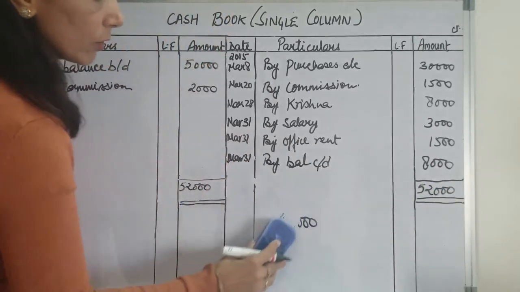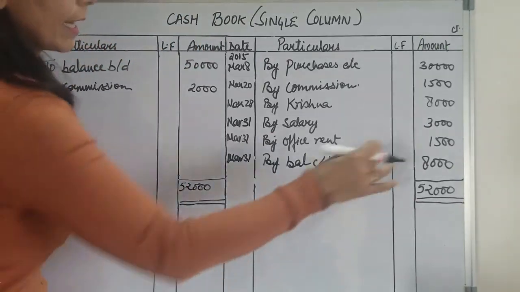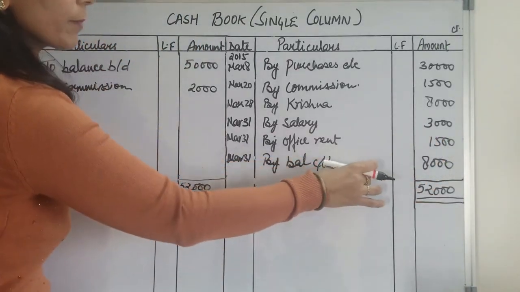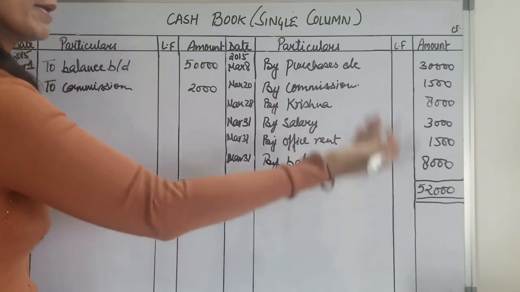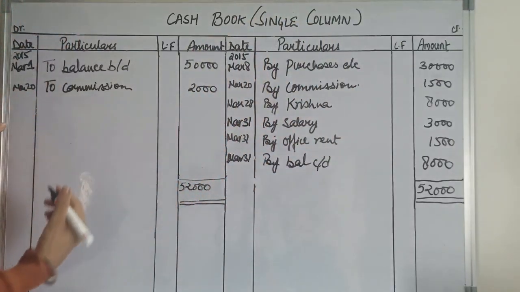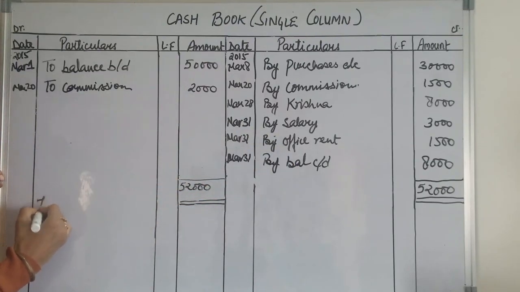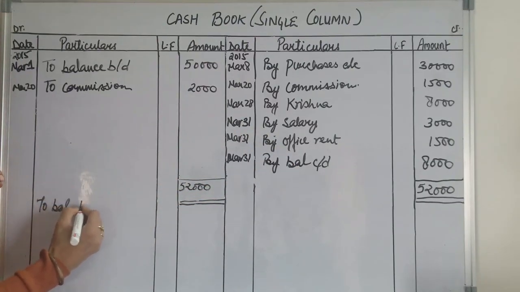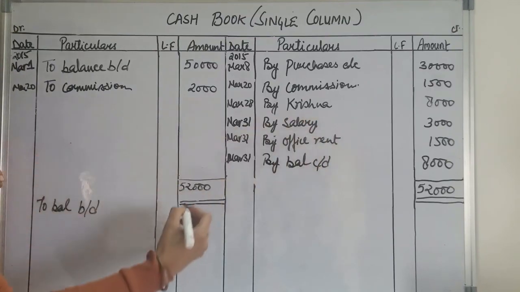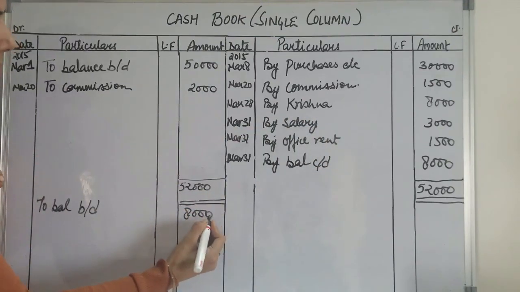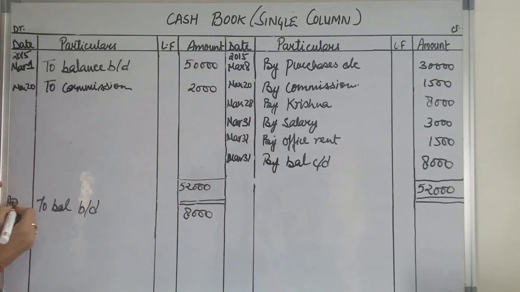Okay. So now this balancing figure of rupees 8,000, which is the closing balance of cash book, will be considered as the opening balance for the next month. So we'll record it like here as to balance b/d. Now this 8,000 rupees will be considered as opening balance for the next month, that is on 1st April here. Okay. So this is how we make single column cash book.